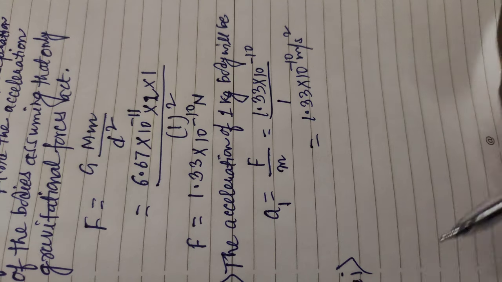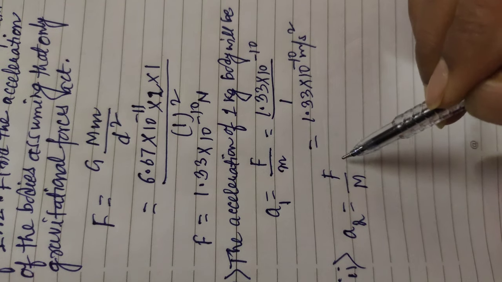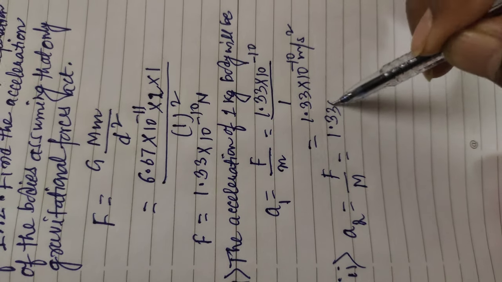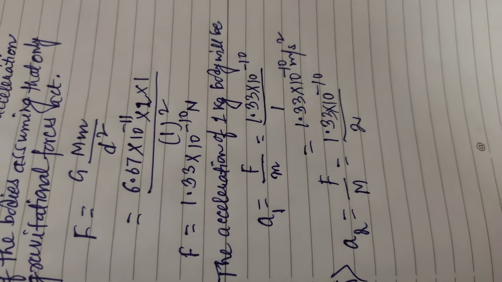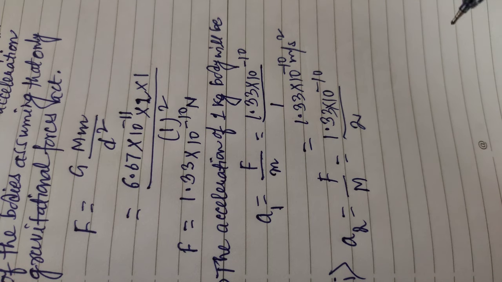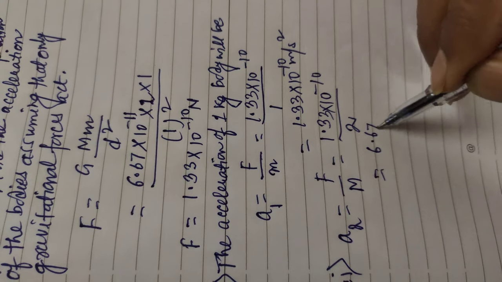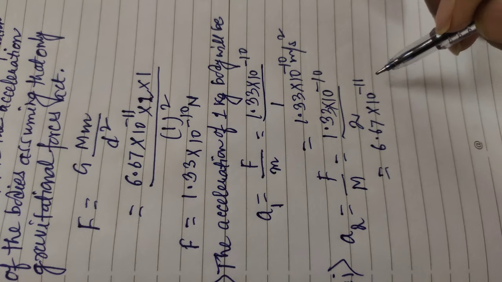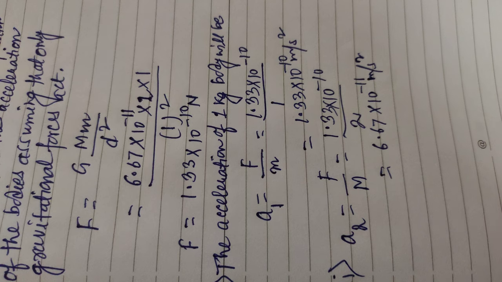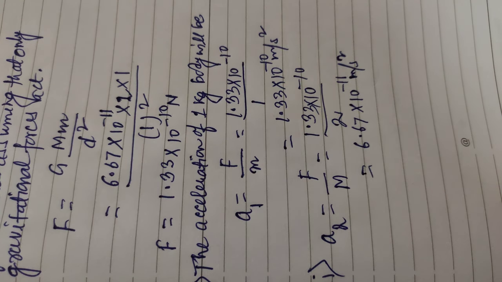So for the second body, same process. Let the acceleration be A2, so F by capital M. This number will be divided by 2 simply because the mass of the second body is 2 kg. If you divide it, you will get 6.67 into 10 to the power minus 11 meter per second square. So this is a different type of question. You can get this type of question also.